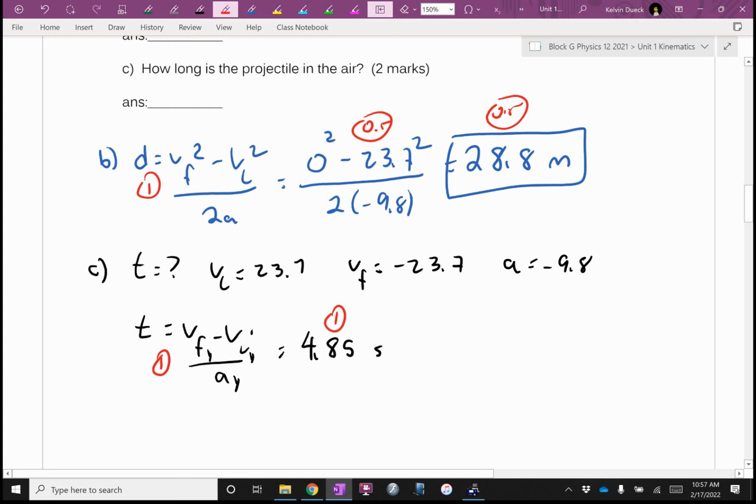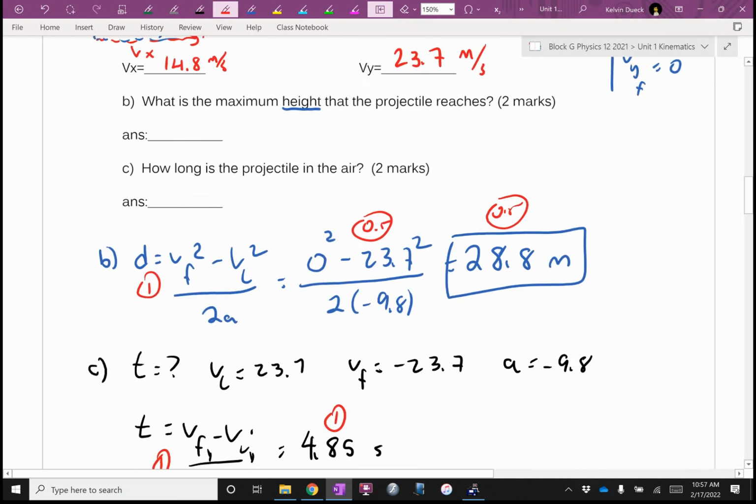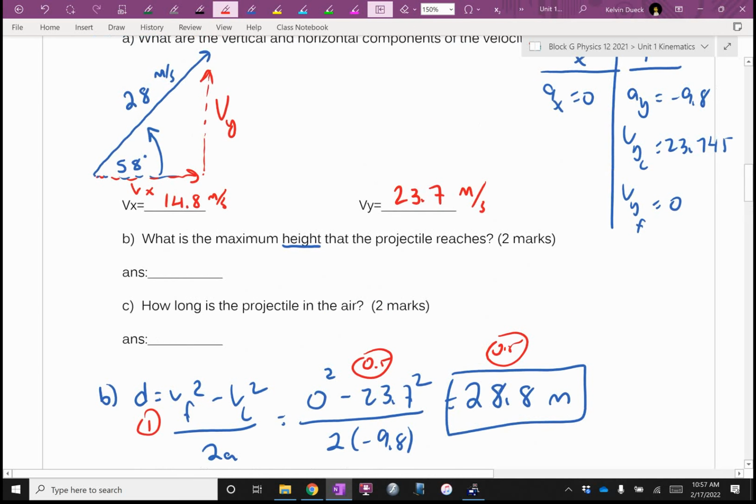Before you turn the page, what else could I ask? I could ask for the range, and that would just be dx equals vxt. Which t? This t right here. What else could I ask? I could ask for v final at the top. What's v final at the top? No, if it was 0, it would be stopped, and it's not. What's v final vertical at the top? Say that what you just said. So what velocity is still left?